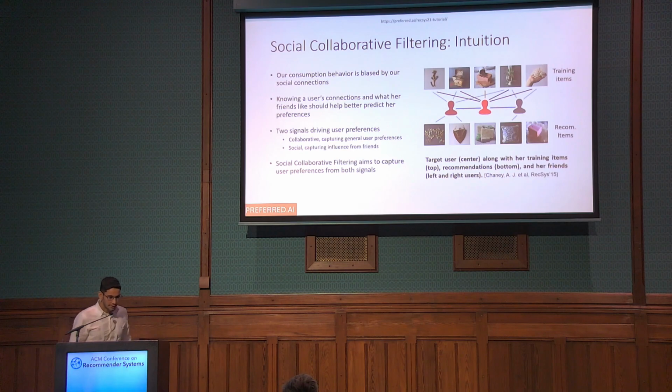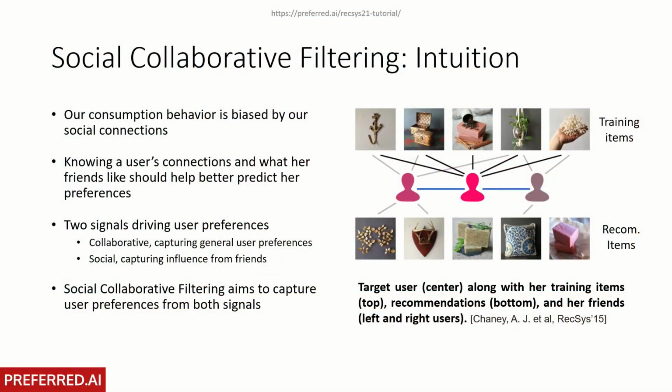Okay, now why is it important to consider social information when you are building recommender systems? It's because there are many studies that actually demonstrated with some empirical analysis that our consumption behavior is biased by our social connections. So the intuition is that knowing users' connections and what her friends like, we can help to better predict what that user actually may appreciate.